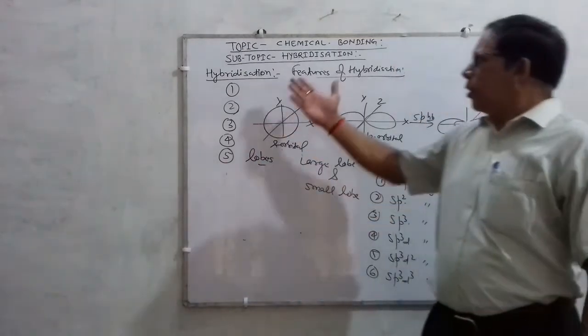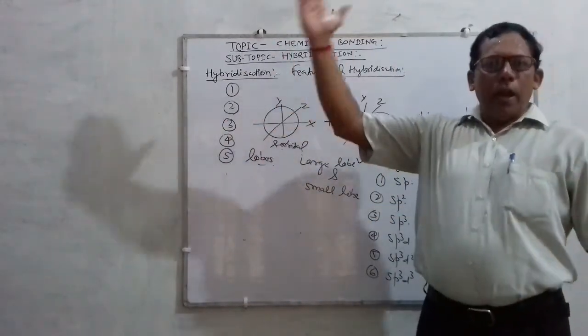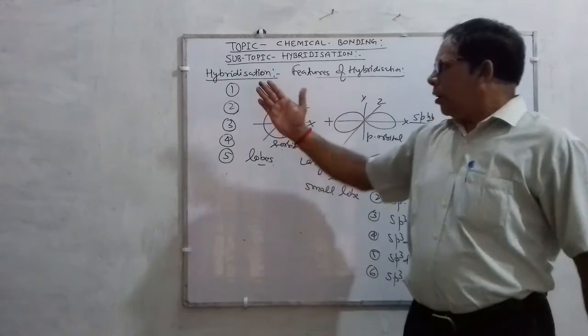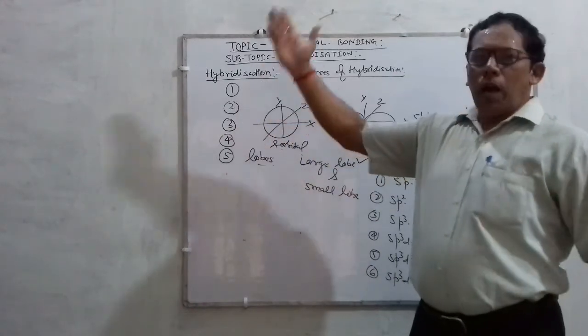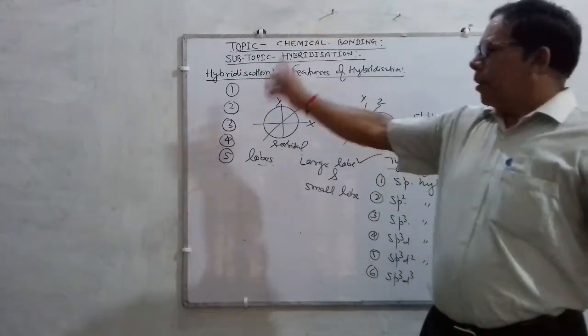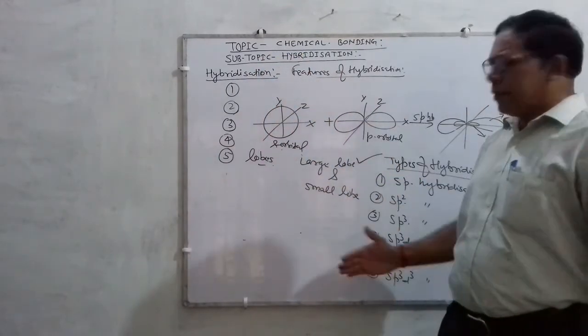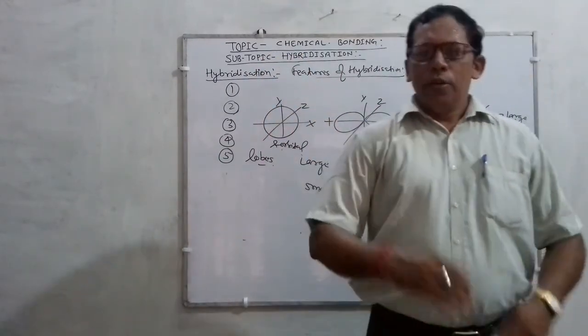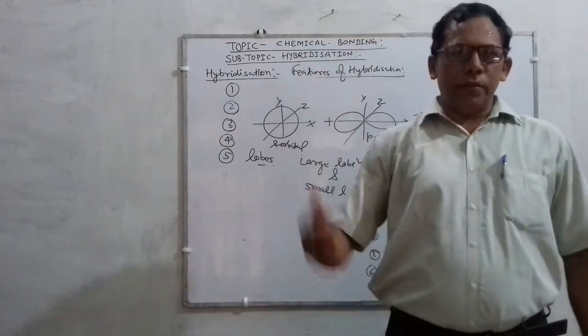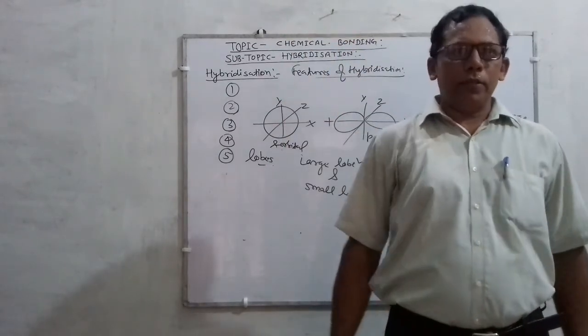So this is all about hybridization, its features and hybrid orbitals. Remember them properly. In the next lecture we will discuss the types of hybridization. So this is all about hybridization and hybrid orbitals.